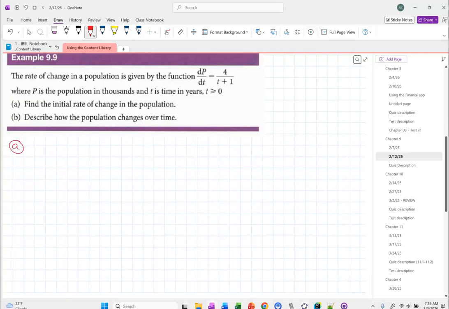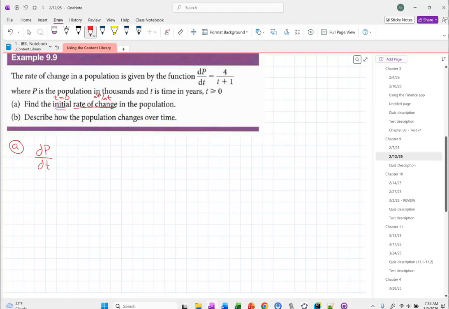Okay, so rate of change, that's just asking for the value of dP/dt, right? To find the value of dP/dt, I have to plug in a value for t. So it says find the initial rate of change in the population. What time does initial mean? t equals 0.